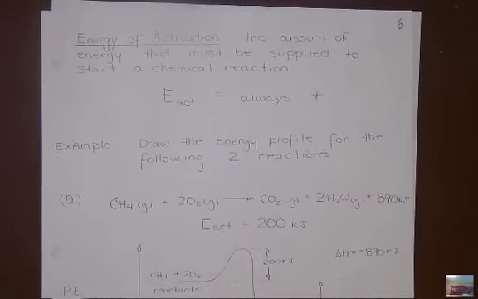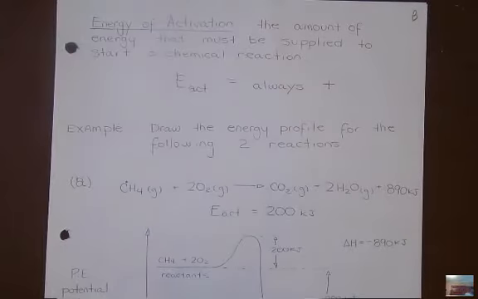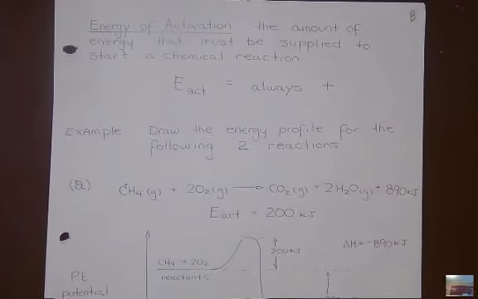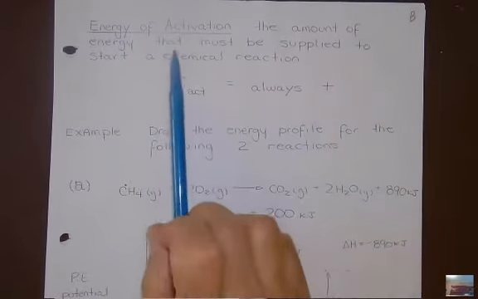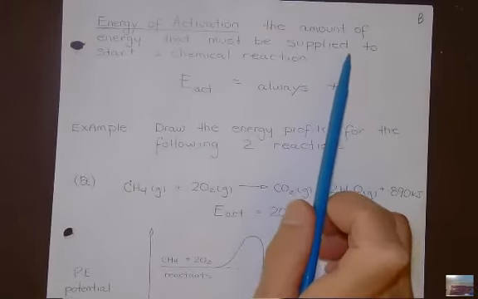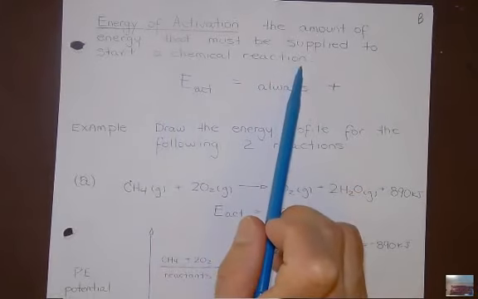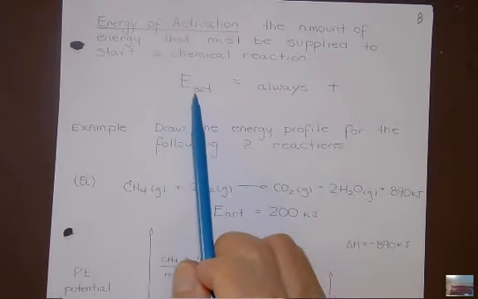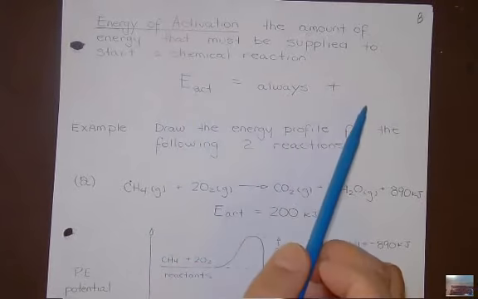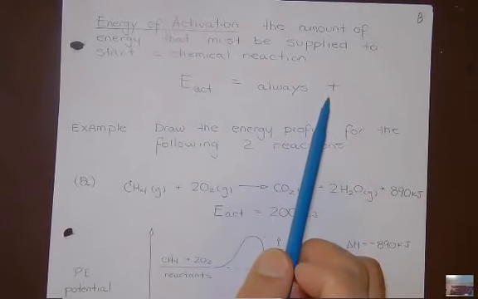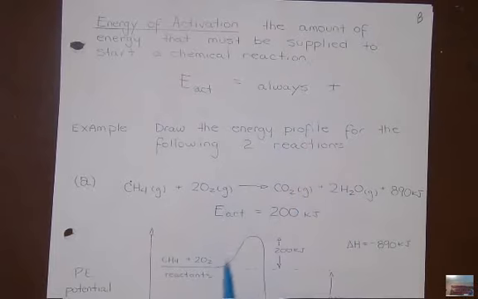Okay, new term. What is this little barrier or hill that I have to overcome? Well, it has a name. It's called the energy of activation. It's the amount of energy that must be supplied to start a chemical reaction. Energy of activation, E-act, is always a positive number. It can never be negative. Okay? Because if it's exothermic or endothermic, you need to get up over the hill.